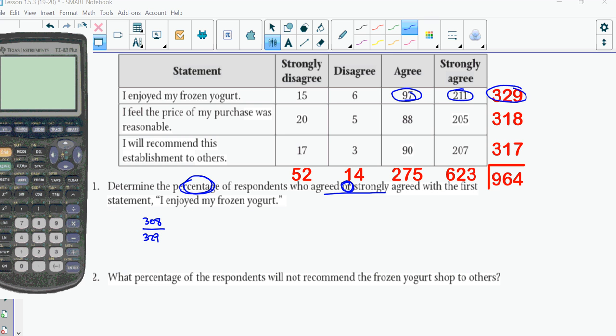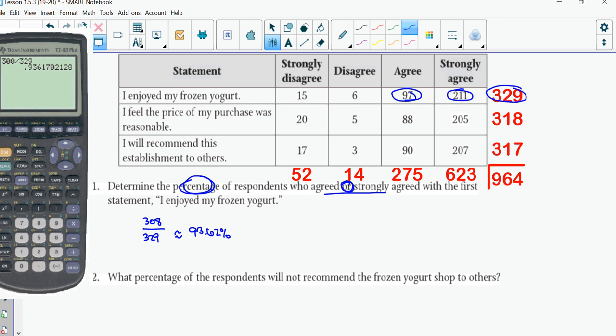So the percentage for that, let's see, so 308 divided by 329, so that's the most of the responses. So this would be about 93.62%. So I can round it to 2 decimal places there. So notice I'm looking at the 5th decimal place.